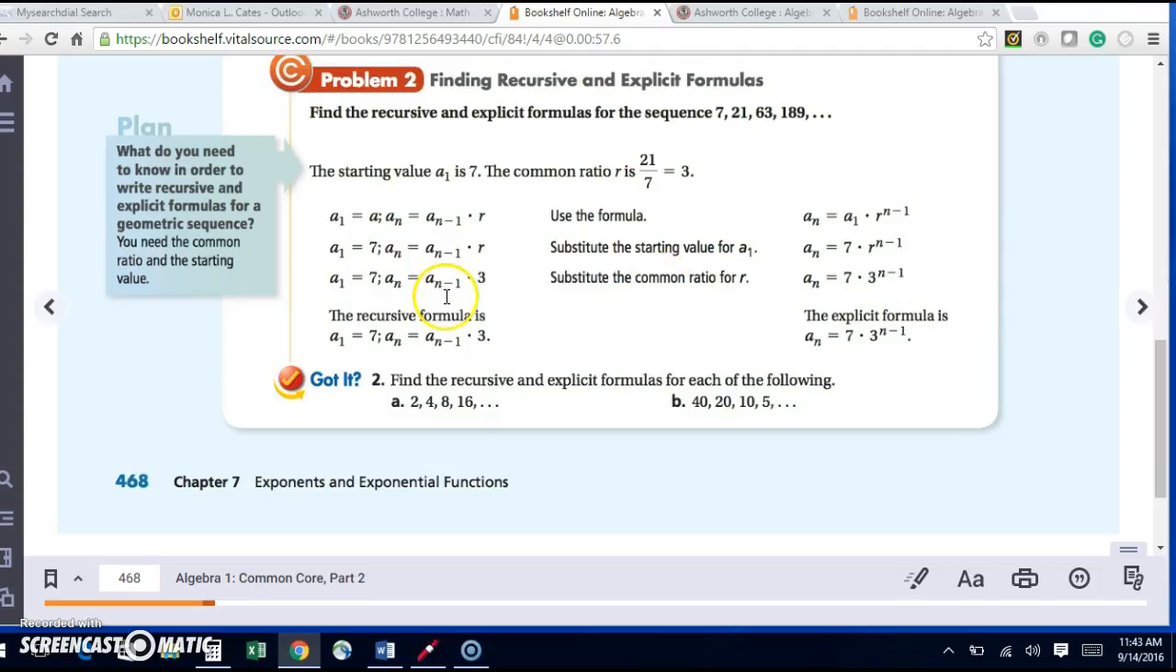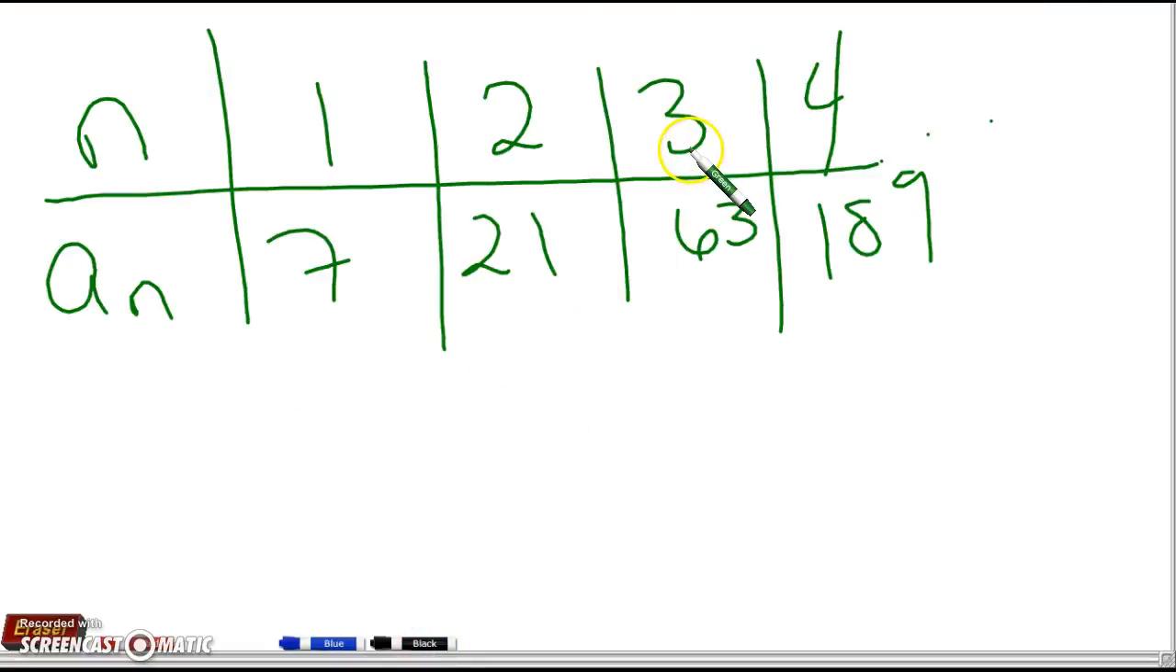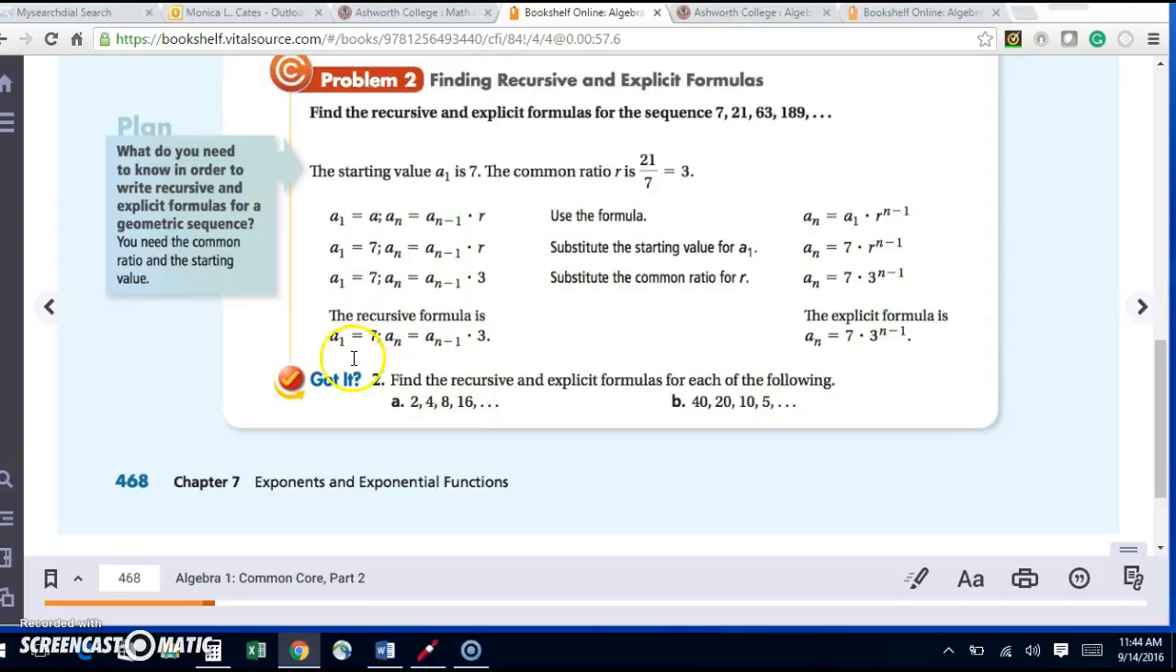And recursive means that I have to know the term before in order to find the next term. So in order to find the next term for my recursive, I need to know my number before, which is my n minus 1 term. So if I wanted to find my third term, I need my a sub 2 term. If I want to find my second term, I need my first term, and so on and so forth. So the formula is a sub 1 equals 7, and a sub n equals a sub n minus 1 times 3.